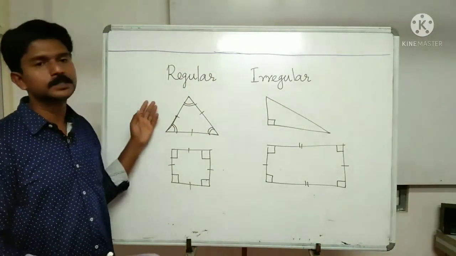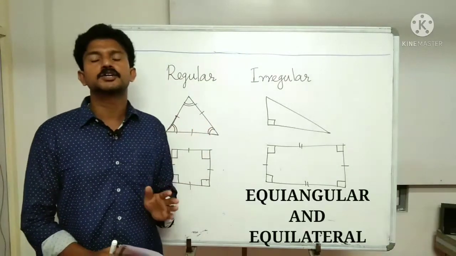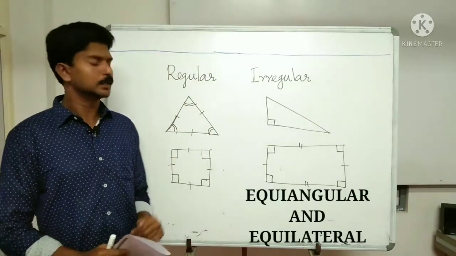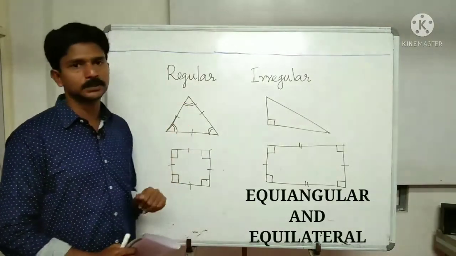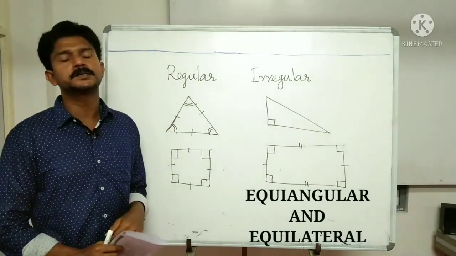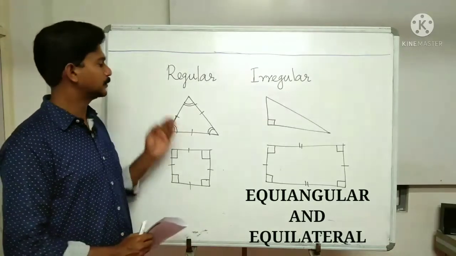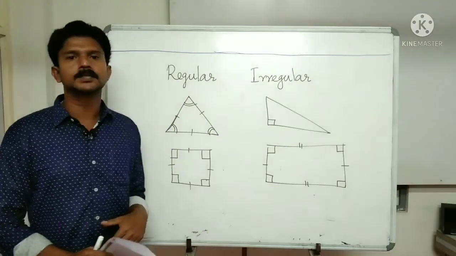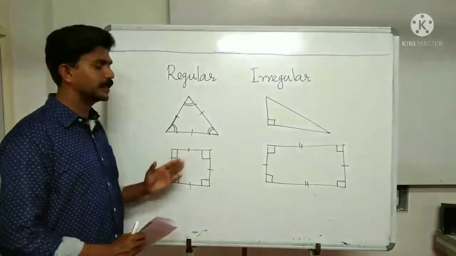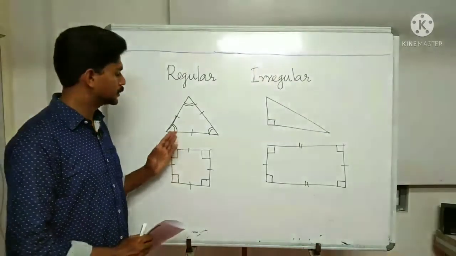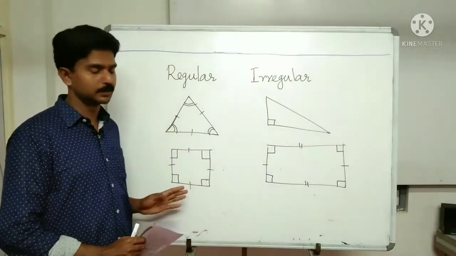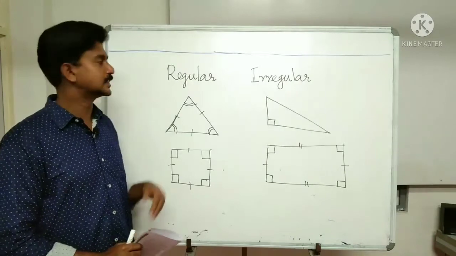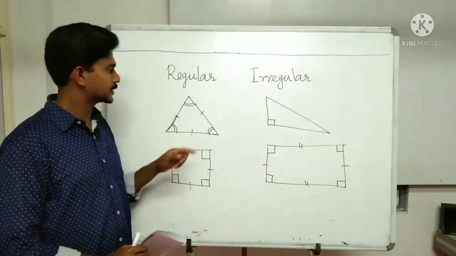Next, we are going to understand what is meant by regular polygon and irregular polygon. A regular polygon means it should be equiangular and equilateral. Let us understand what is meant. Equiangular means all angles are equal, and equilateral means all sides are equal. For example, this triangle is an equilateral triangle. This quadrilateral is equilateral. We say it is a square because in a square all sides are equal. If all sides are equal and all angles are equal, we say it is a regular polygon.